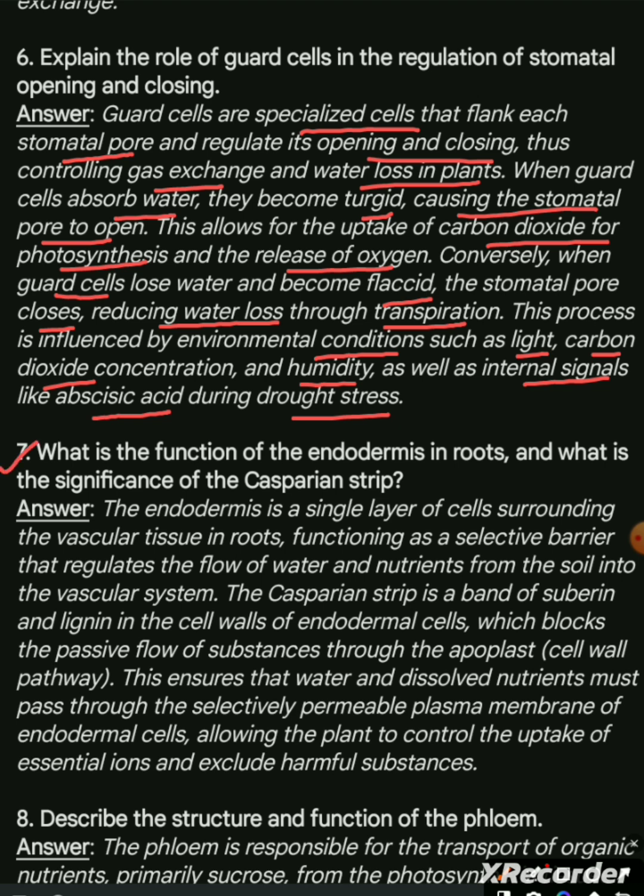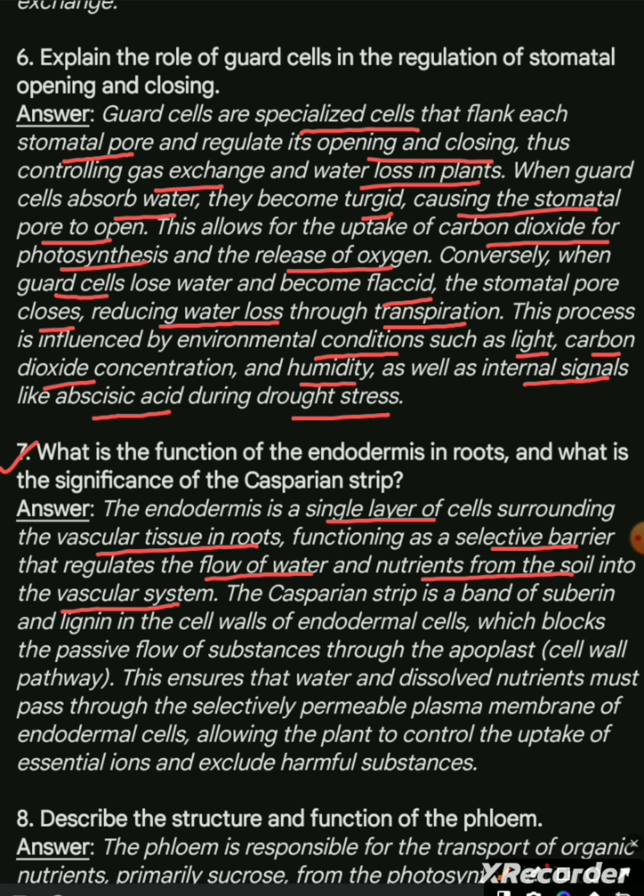Question number 7. What is the function of the endodermis in roots? And what is the significance of the Casparian strip? Answer. The endodermis is a single layer of cells surrounding the vascular tissue in roots, functioning as a selective barrier that regulates the flow of water and nutrients from the soil into the vascular system.